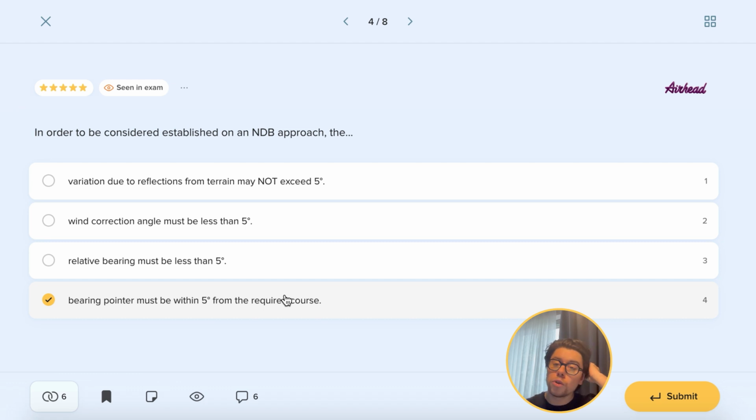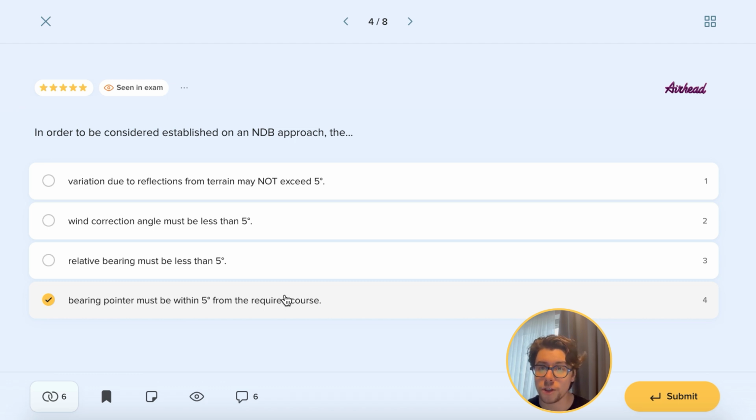For VOR approaches, localizer approaches, and any other type of approaches, you are considered established when you are within half-scale deflection. And being established means that you are clear to continue the procedure. So in most cases, you are clear to descend because now the obstacle clearance is guaranteed by the procedure.